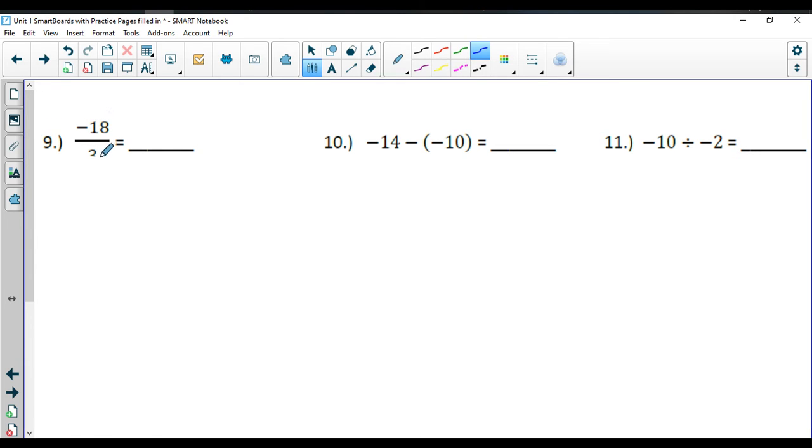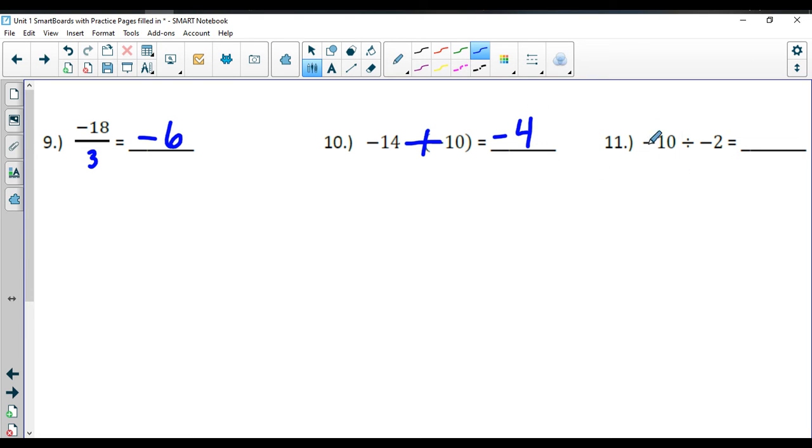In number 9, you have -18 divided by 3. Signs are different. Your answer is negative, and 18 divided by 3 is going to give you a -6. In number 10, we have a subtraction problem. Stays the same, changes to addition, changes to positive. So I make one big old plus sign. -14 plus a 10 will give you a -4.